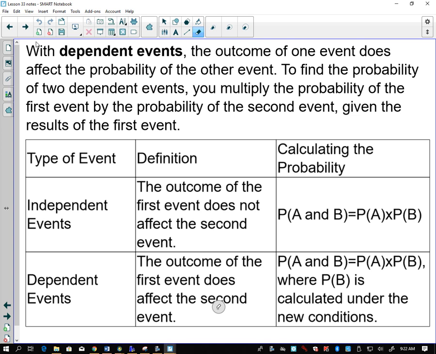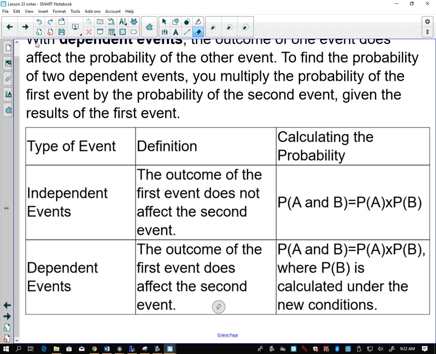All right, so we have different types of events. This is just independent versus dependent events. An independent event is one where the outcome of the first event doesn't affect the second event. So the probability of A and B happening is just the probability of A times the probability of B. With dependent events, the outcome of the first event does affect the second event, changing things, right? If he puts his heart back and she pulls a heart, it's a 13 in 52 times a 13 in 52, okay?